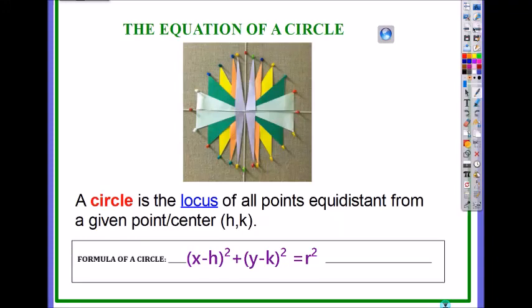What is the definition of a circle? A circle is a locus of all points equidistant from a given point, which is the center. In the coordinate plane, we're going to write it as h and k. That's what we need to use to write an equation. Locus means a set of points.